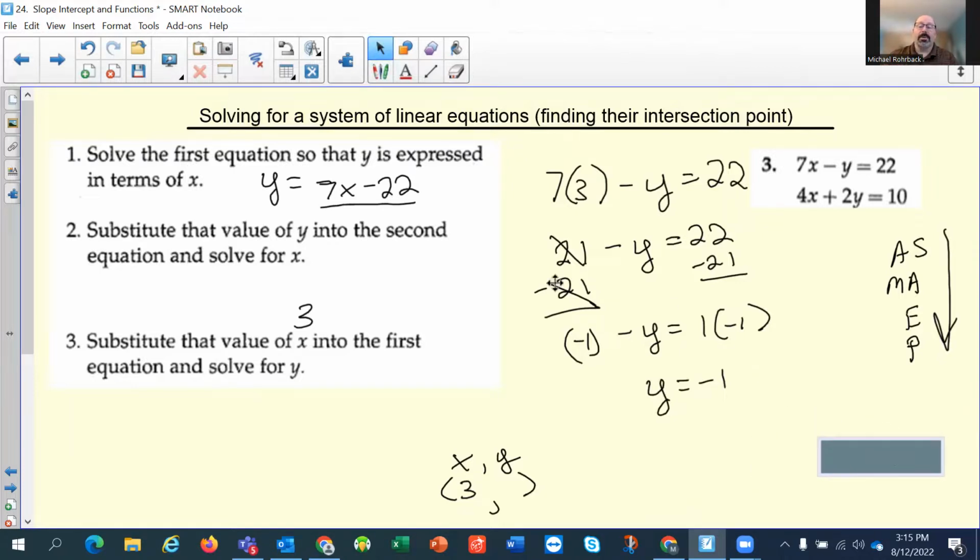And look at that. That is going to be on our multiple choice, and that is going to be an answer. So -1. Nice thing about these is they're complicated enough that usually when you make a mistake, that answer is not going to show up on your A, B, C, D. So we've got 3 comma -1, and that is our solution to this system of linear equations. So that's where these two lines would cross each other. Okay, so that's how to do it.